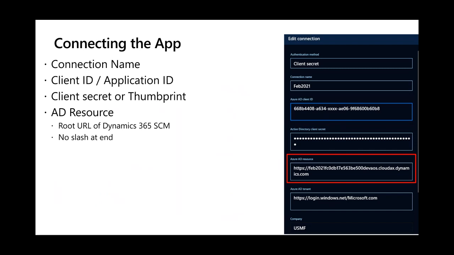This is the base URL of the environment that you want to connect to with the app. This should be just that base URL with no slash at the end, or it can sometimes cause some authentication issues.